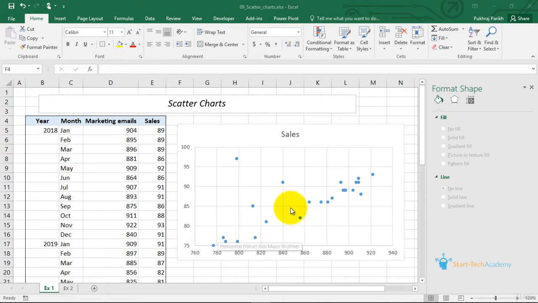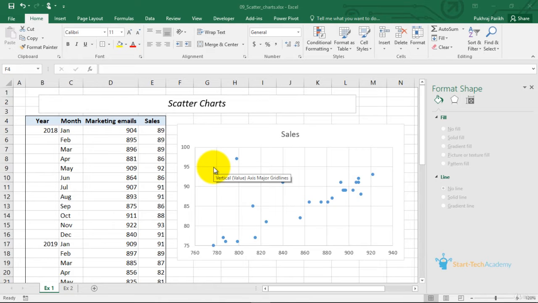And if you look at the scatter plot, you can probably imagine that most of the points are telling you that there is a linear relationship between the x-axis variable and the y-axis variable. That is, if you increase the marketing emails amount, the sales is correspondingly increasing. So such relationships can be identified using scatter plots.